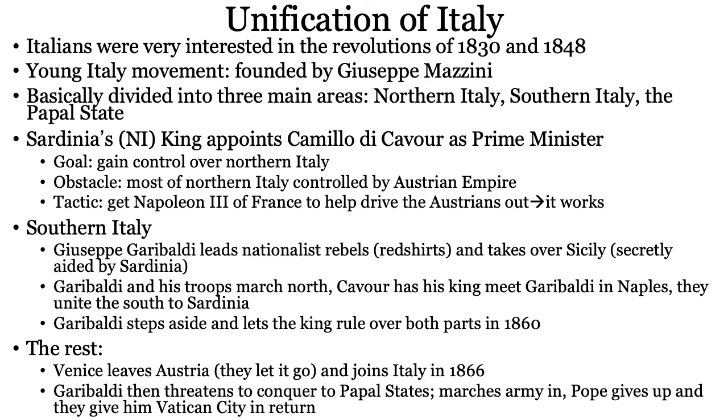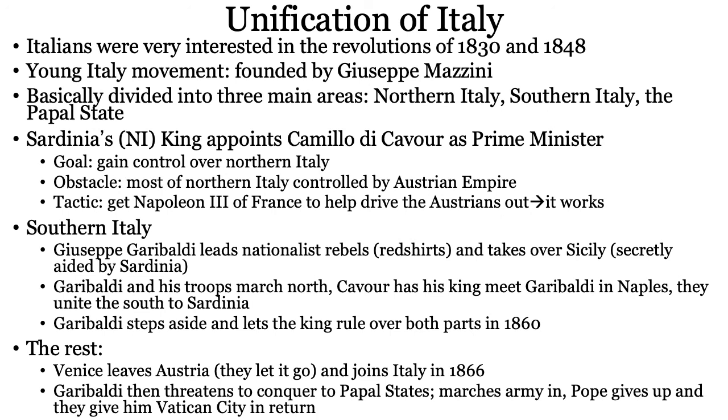Basically, you can divide the unification of Italy, oversimplifying it, and again, you're supposed to read your textbook to get the vast majority of how this works, into three key parts. You have northern Italy, you have southern Italy, and then you have the Papal States, right? Northern Italy tended to be the rich part of Italy, the intellectual part of Italy, and for the most part, the more democratic part of Italy, too, if that makes sense.